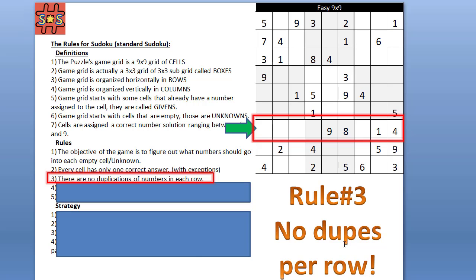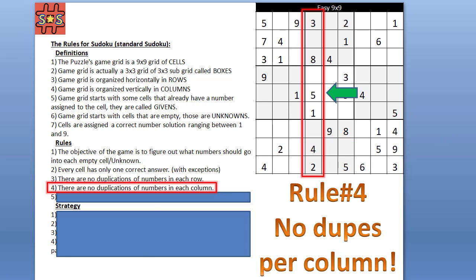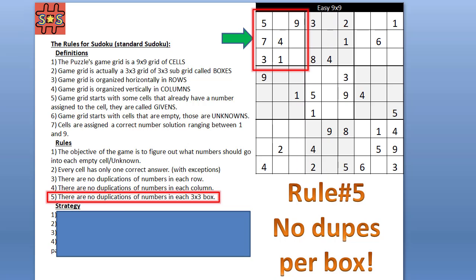There are no duplications of any numbers in each row. So in each row, there's only going to be one of each 1, 2, 3, 4, 5, 6, 7, 8, 9. The same rule for columns. Each column will only have one of each 1, 2, 3, 4, 5, 6, 7, 8, 9. And the same rule goes for each box. Each box will only have one instance of 1s, 2s, 3s, 4s, 5s, 6s, 7s, 8s, 9s.